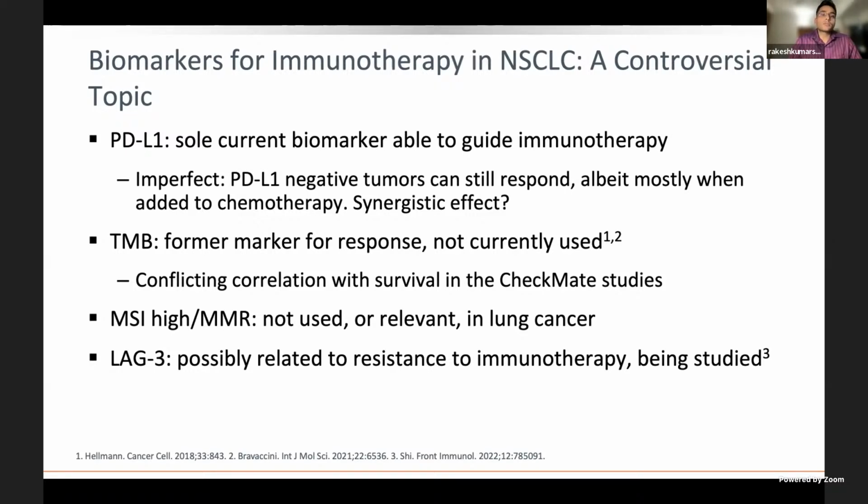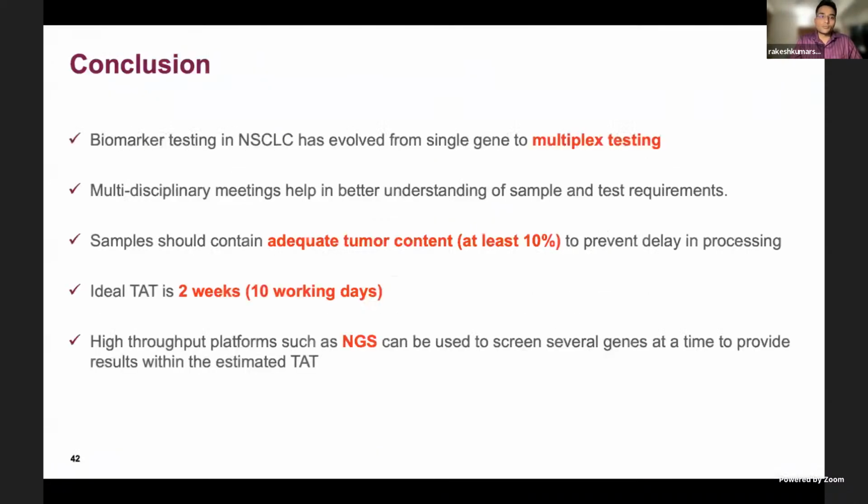Other biomarkers which were previously used are TMB, it is still used, but there is conflicting correlation. MSI high, MMR, it is not of much relevance in lung cancer setting. LAG3 is possibly related to resistance to immunotherapy. It is under study now.